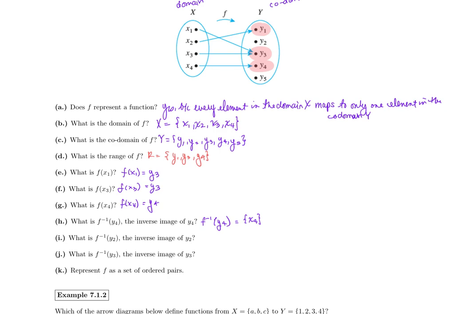If I ask what is the inverse image of y2, then we have to look at y2. Well, y2 isn't being mapped to by any element of the domain, so the inverse image of y2 is simply the null set. On the flip side of that coin, if we look at y3, its inverse image is that it's being mapped to by two different elements of the domain, both x3 and x1. So the inverse image of y3 is the set x1 and x3.